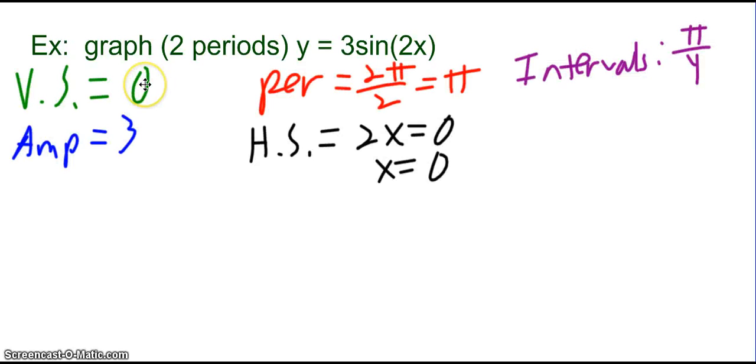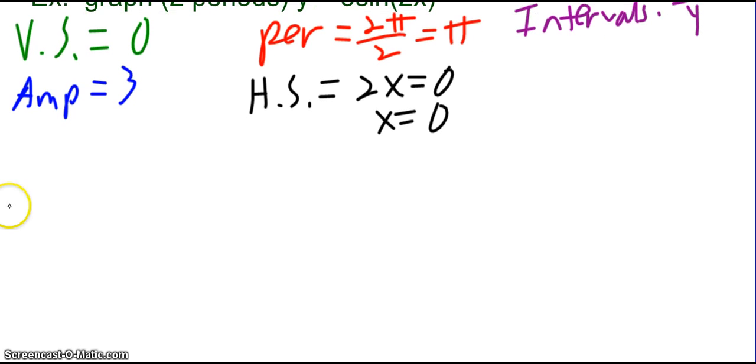All right, so there is no d value. So my vertical shift is 0. My amplitude is 3. The period is pi. The horizontal shift is 0. And my intervals, remember, are the period divided by 4, so that is pi fourths. So now I'm going to graph.